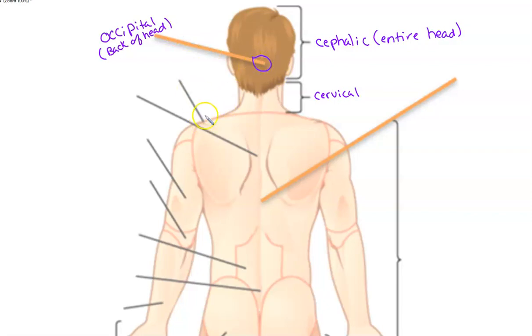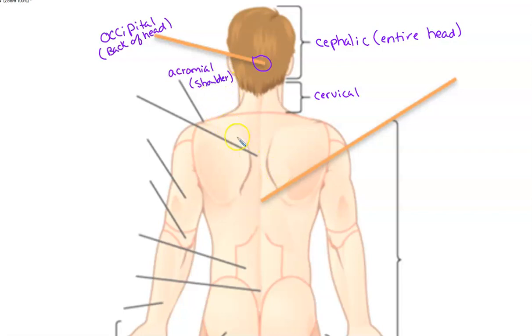All right, remember I told you that your shoulder would be labeled on the back, but it's also in the front. Your shoulder is known as the acromial region. And that is your shoulder. Even on the front, it would be your shoulder.